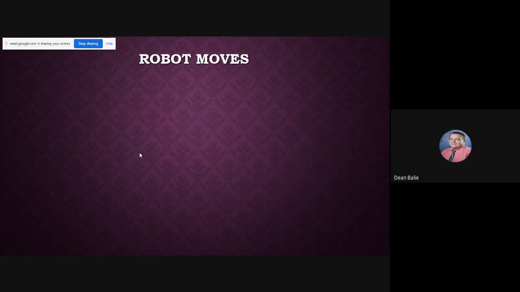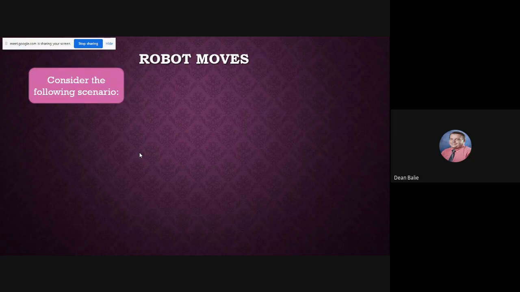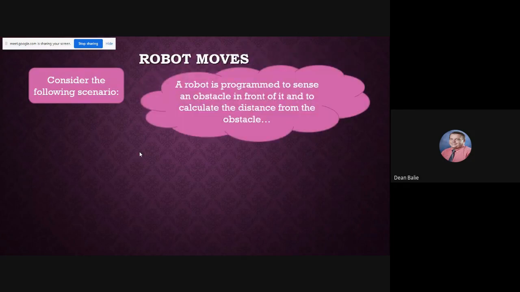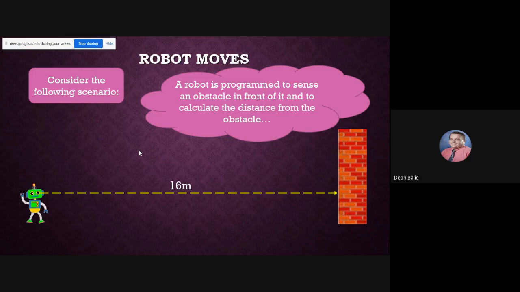But first of all, let's examine a little robot. Let's consider the scenario where a robot is programmed to sense an obstacle in front of it and to calculate the distance from the obstacle. So there's a little robot. It sensed the wall in front of it and it calculates the distance between them.